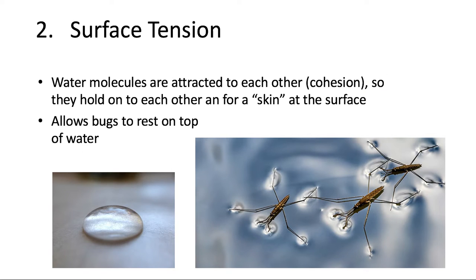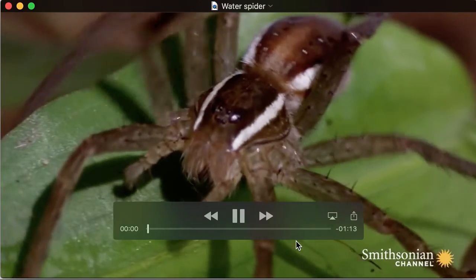The second important property of water is the surface tension thing. So water molecules are attracted to each other, right? That's cohesion. So they kind of form a skin, and this is what we call surface tension, which some organisms can take advantage of. It allows these bugs, right here, these are called water striders, and they can rest on top of the water and move on top of the water because they don't break through the surface of the water. And also, surface tension allows water to form droplets because those water molecules are attracted to each other and they form this droplet.